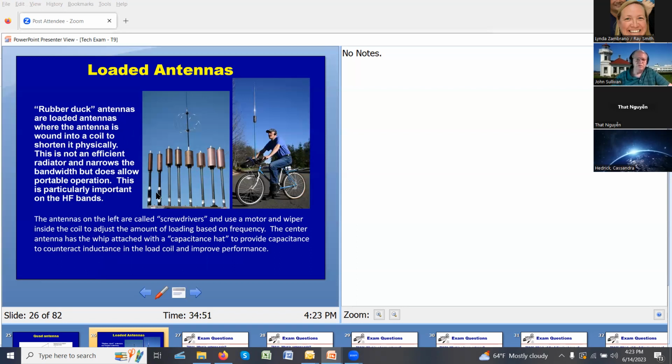Picture in the middle is what's called screwdriver antennas. Again, it uses a motor and a wiper inside a coil to adjust the amount of loading depending what frequency you're on. This one here in the middle has what's called a capacitance hat, which provides additional capacitance to counteract, because a coil, remember, is an inductor, so it counteracts some of that inductance to improve performance. And you're really a nerd if you drive around on a bicycle with an antenna like that.